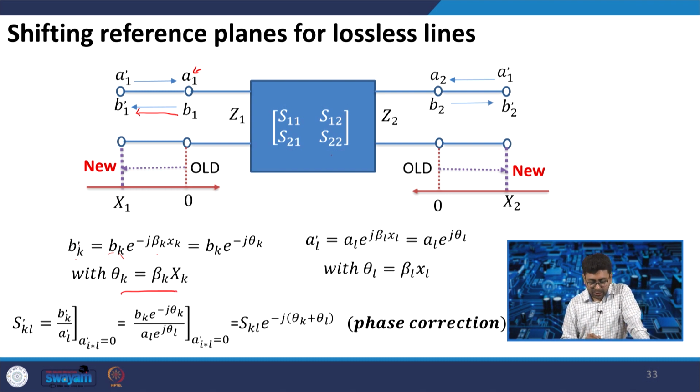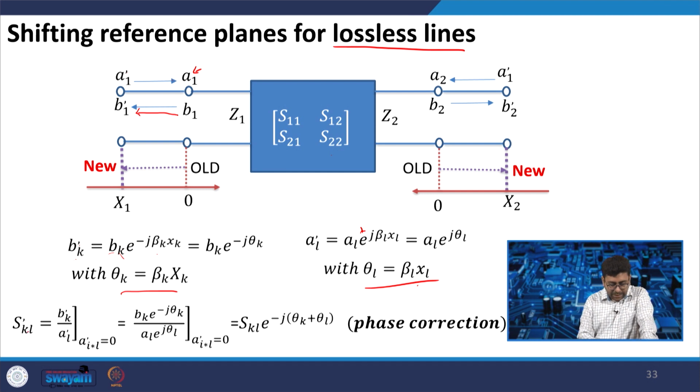Now for the incident voltage, we are traveling in the opposite direction, meaning A1 dash is in the opposite direction of A1, that is why there is a plus sign. So your AL dash is equal to AL e raised to j beta L into XL, where theta L is equal to beta L into XL. Because it is considered a lossless line, here we mention beta L. If it is not lossless, you should consider it as gamma L.